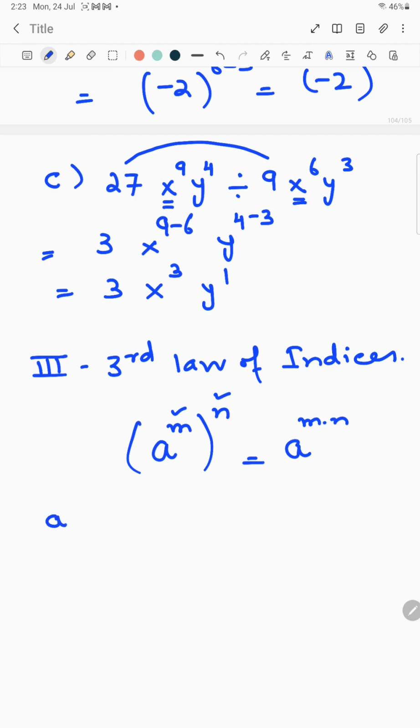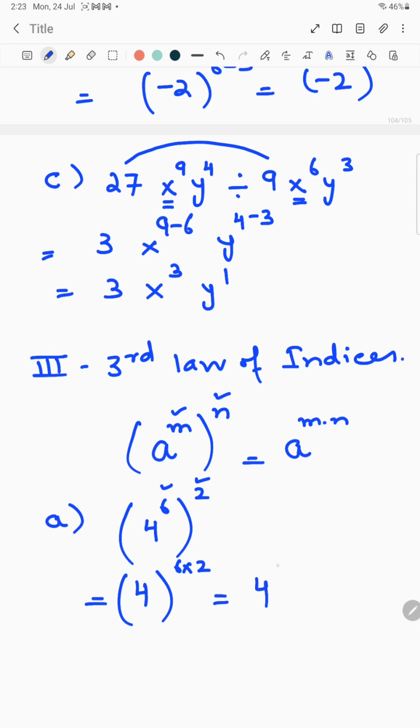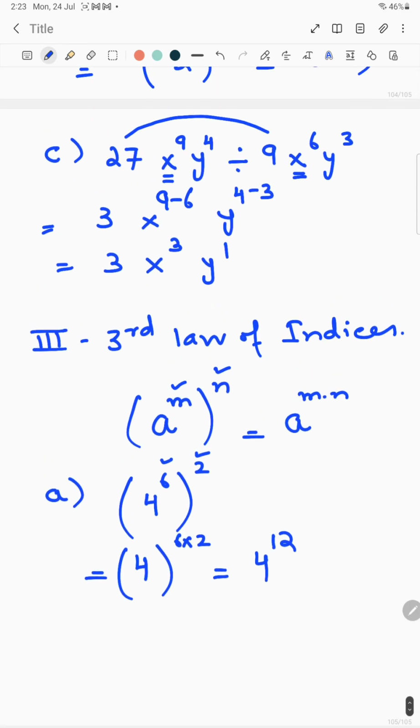Now we will understand it with the help of an example. If you have 4 raised to power 6 whole raised to power 2, now you will write 4 and these two powers will be multiplied with each other. 6 times 2. So 4 raised to power 6 times 2 is 4 raised to power 12. We can take another example.